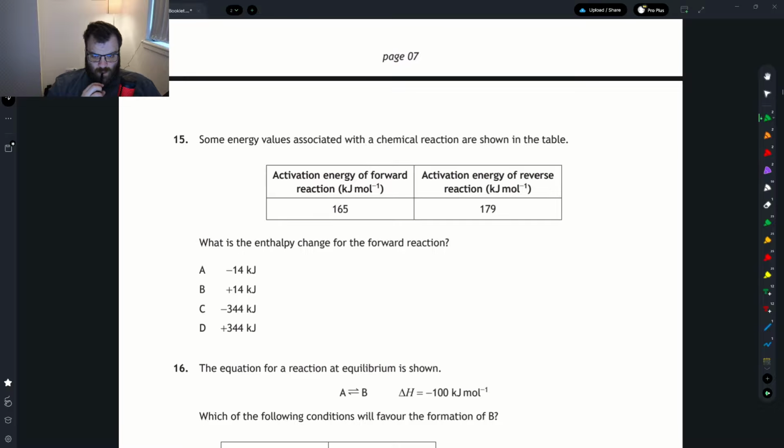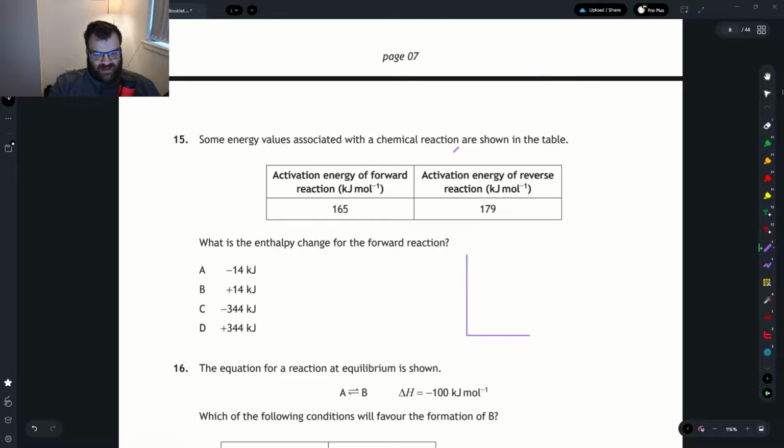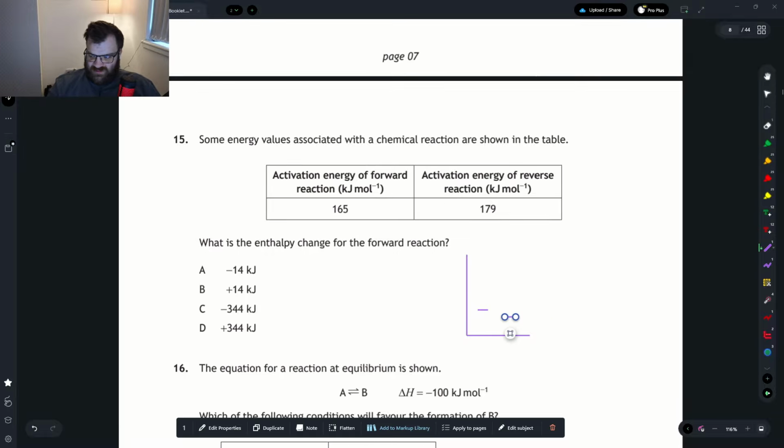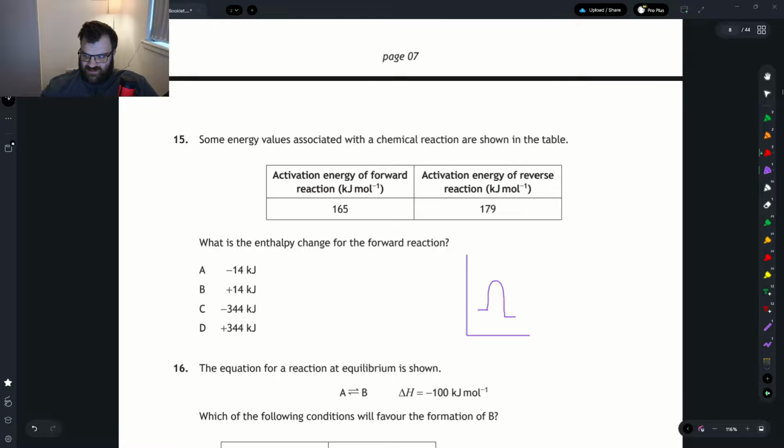Okay, next one. We are given some values to work with. So let's do a little sketch of our reaction profile. So we have our axes like so. It's saying that the forward reaction has a lower activation energy than the second one. So if we sketch this out, that's not as bad as I thought it was going to be. So it's telling us that going from the reactants up to the top is going to be 165, and then going up here is going to be 179.